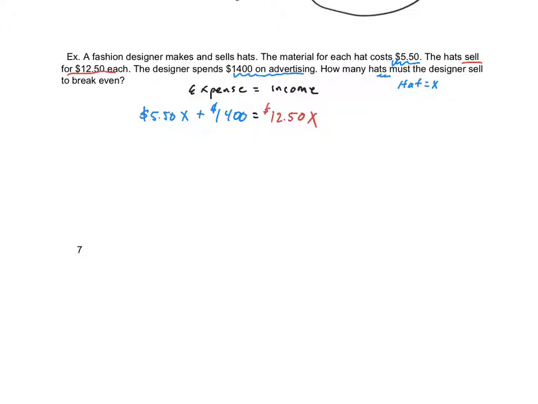Now I can go ahead and solve and see what I need to earn here. So combining like terms, typically I'll combine the variables to the left, but I'm going to go ahead and combine them to the right just to keep from having a negative. So let's see here. Minus 5.50x on both sides.